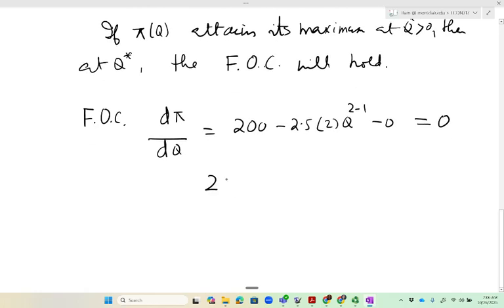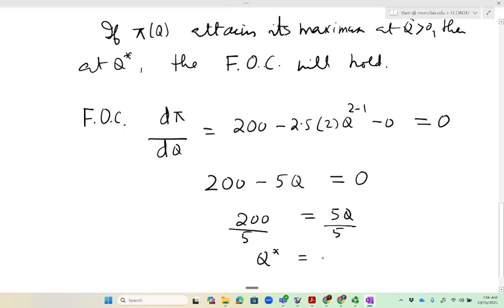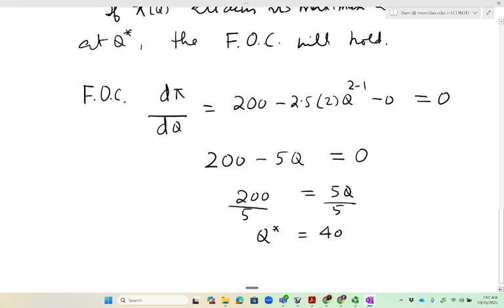So let me rewrite 200 minus 5q equal to 0. I want to solve this. So I take the negative 5q to the right hand side, becomes positive. I can divide both sides by 5. So I got q star turns out to be 200 over 5, which is 40. So this firm will sell 40 units.